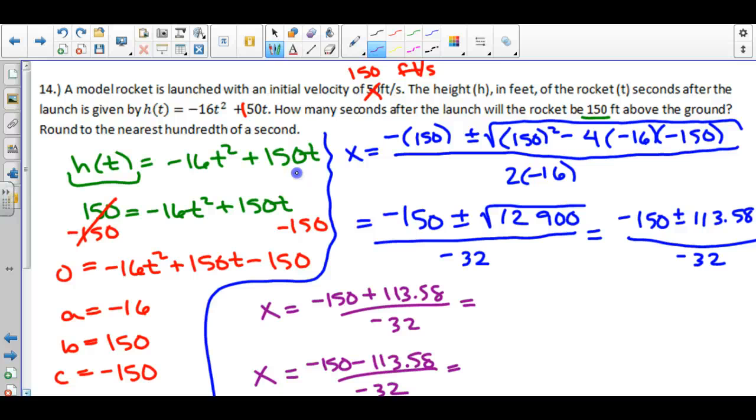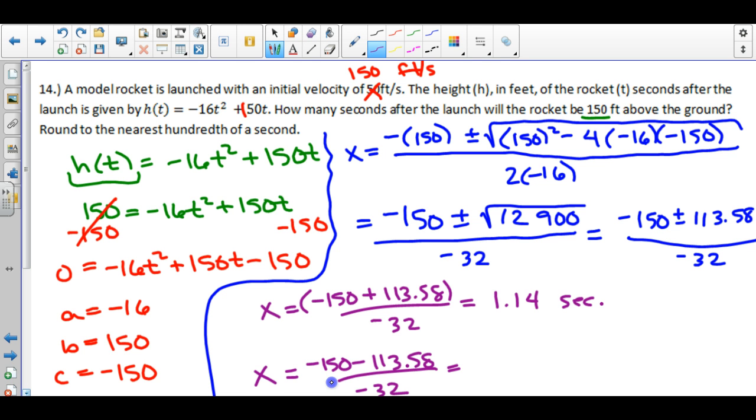So I could even ask the question and say, how long will it take before the rocket hits its maximum and then hits 150 feet, which means I would be looking for the second time value. But again, we are going to have two answers for this. So I'm going to put in my calculator negative 150 plus 113.58, hit enter after that, and then divide your answer by negative 32. We want to do the order of operations where we're putting this top part first because we're adding, and then we're going to divide. And I get an answer of 1.14 seconds.